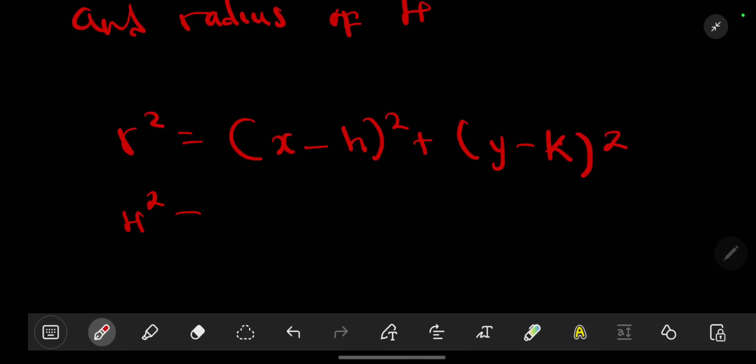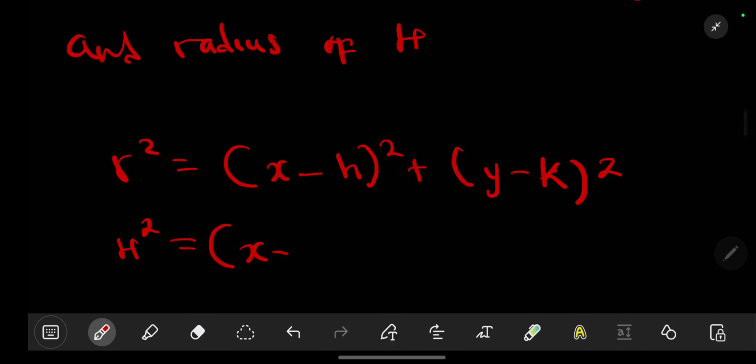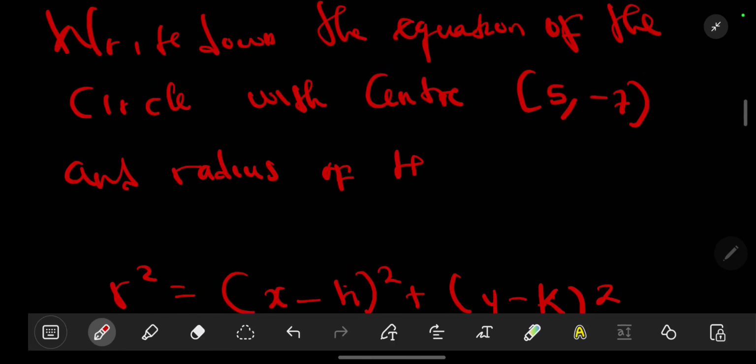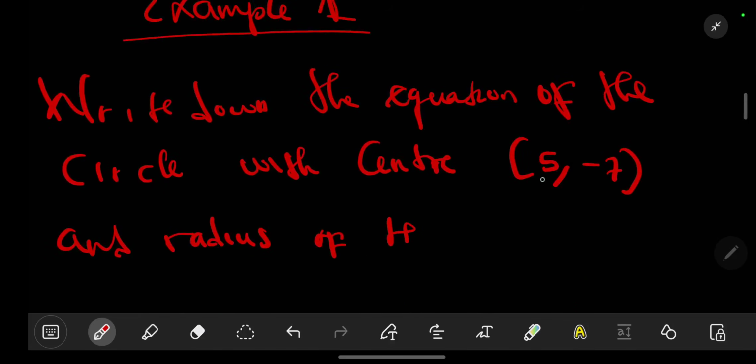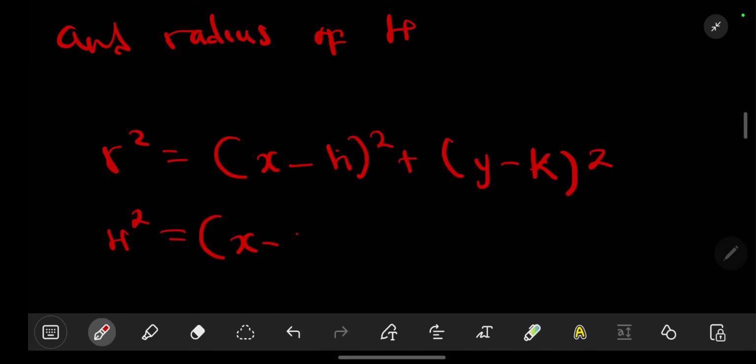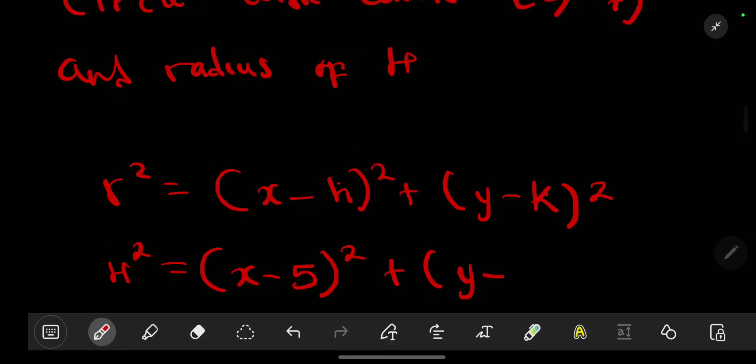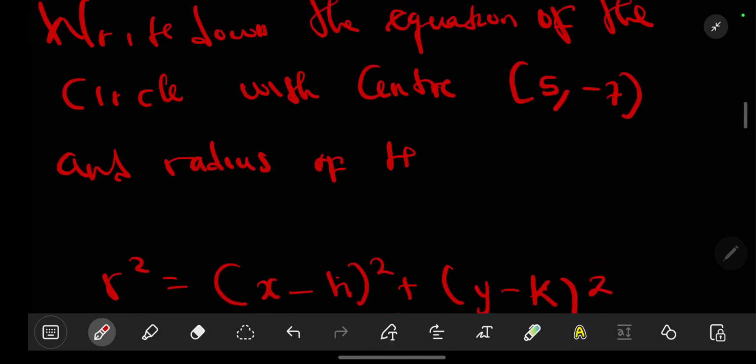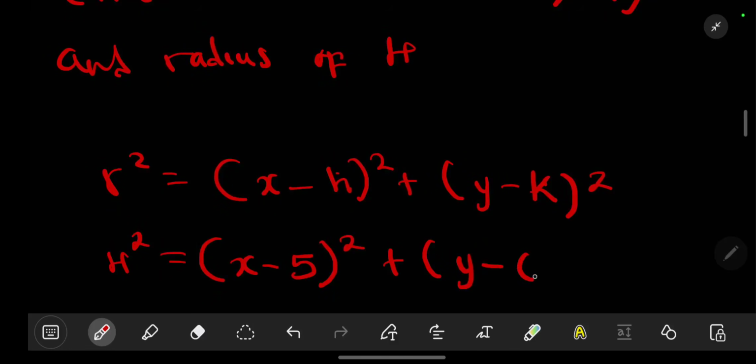So we have 4 squared is equal to x minus the center coordinate of x, which is 5, so minus 5, squared, plus y minus the center coordinate for y, which is -7, so we have minus -7. Take note of this: we have put it in brackets as well. Then we have this squared.